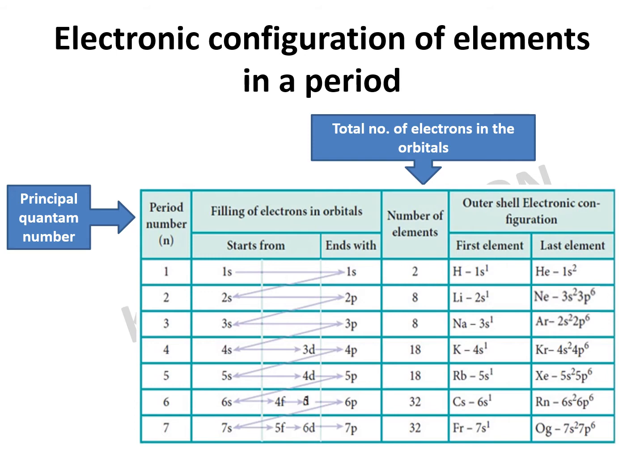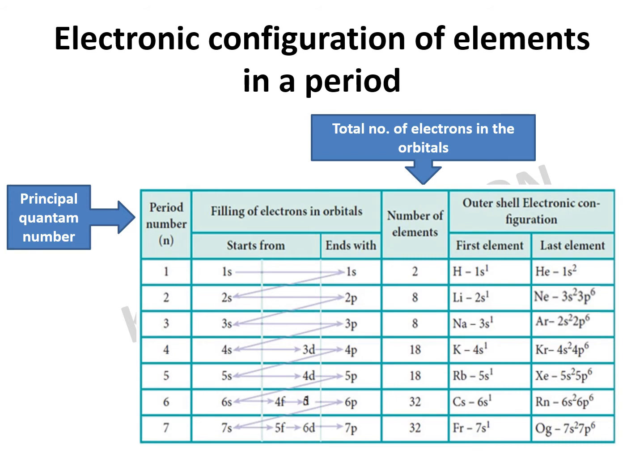As we move down to the fourth period, we observe that electrons are filled in s, p and d orbitals. The total number of electrons in s and p orbitals is 8. Now 10 electrons can be accommodated in d orbitals. So 8 plus 10, a total of 18 elements are present in the fourth period. The first element is potassium and the last element is krypton.